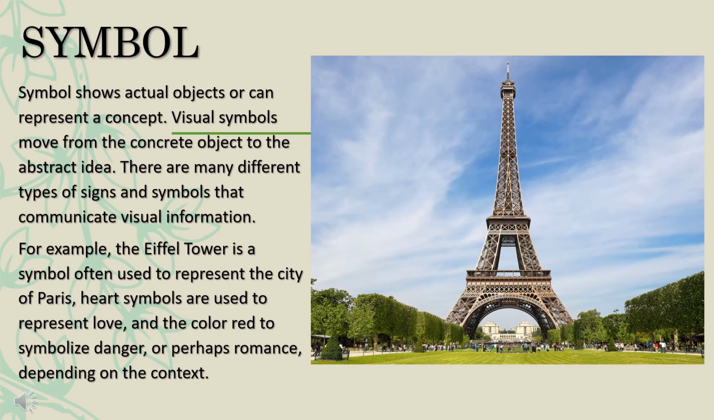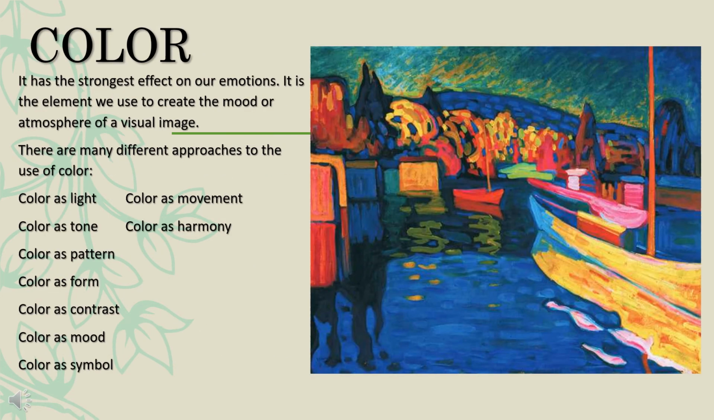Symbol. Symbol shows actual objects or can represent a concept. Visual symbols move from the concrete object to the abstract idea. There are many different types of signs and symbols that communicate visual information. For example, the Eiffel Tower is a symbol often used to represent the city of Paris. Heart symbols are used to represent love, and the color red to symbolize danger or perhaps romance, depending on the context.